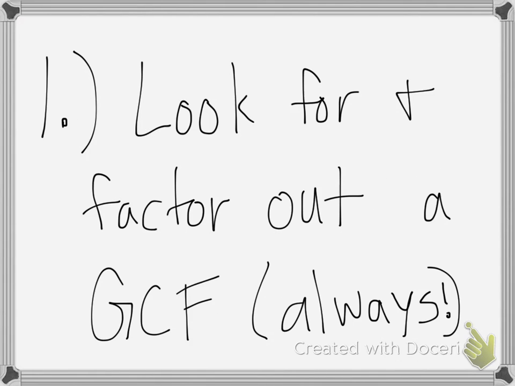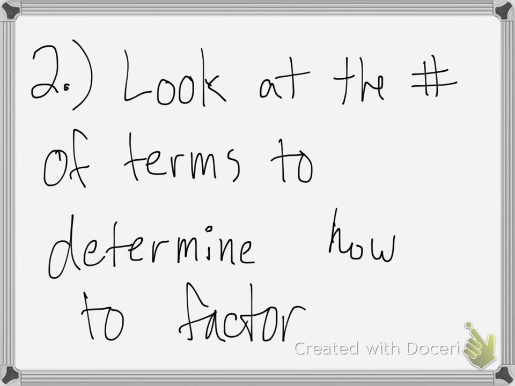So, step 1. We always check to see if there's a GCF, right? If there is a GCF, I want to factor that out first and foremost. So step 1, look for and factor out a GCF if there is one. Always look for it. There's not always going to be one, but always look for it first. Step 2, look at the number of terms to determine how to factor. A lot of times, how many terms there are will tell me how I need to factor it, right?